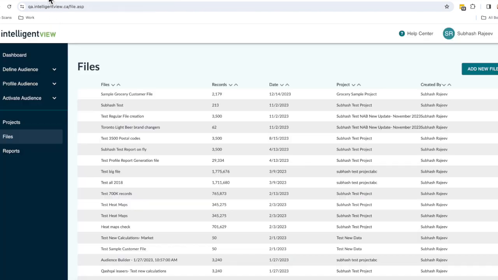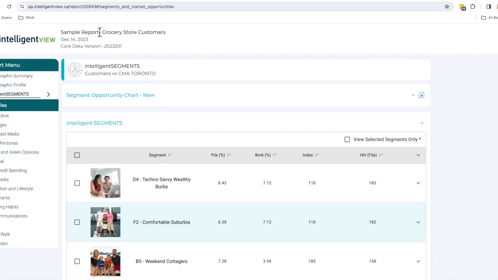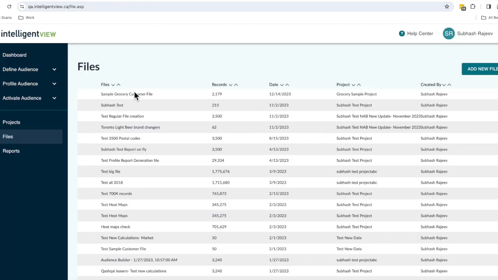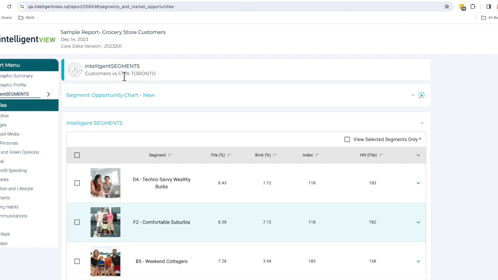To launch it, first create a postal code file either through manual upload or through one of our mapping and audience building tools, and then run a profile report on that target file. This is the file we've taken for analysis, sample grocery store customer file, and we're using CMA Toronto as the benchmark in this example. The file penetration stats of intelligent segments are based primarily on the target file, which is then indexed against the benchmark.